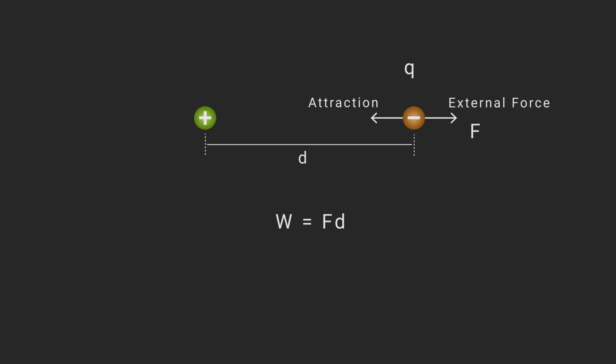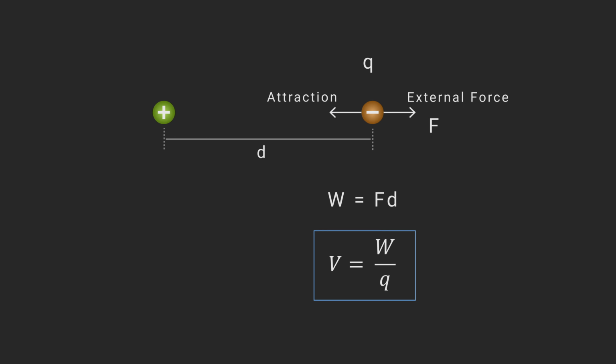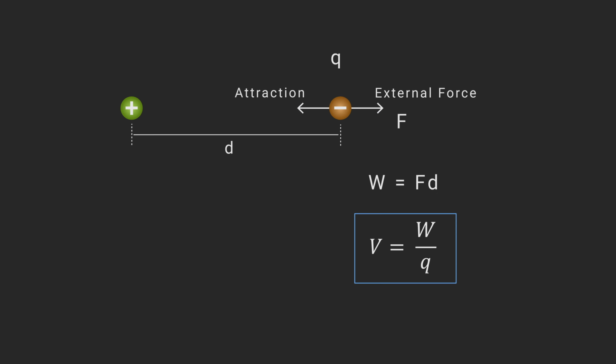This work W means that to separate charge Q, we need to supply W energy. So the energy required to separate 1 coulomb of charge between 2 points is W over Q. And this is what we call the voltage difference between 2 points. To put it in a more formal way, the energy required or work done to separate a unit charge between 2 points is called the voltage difference between those points.